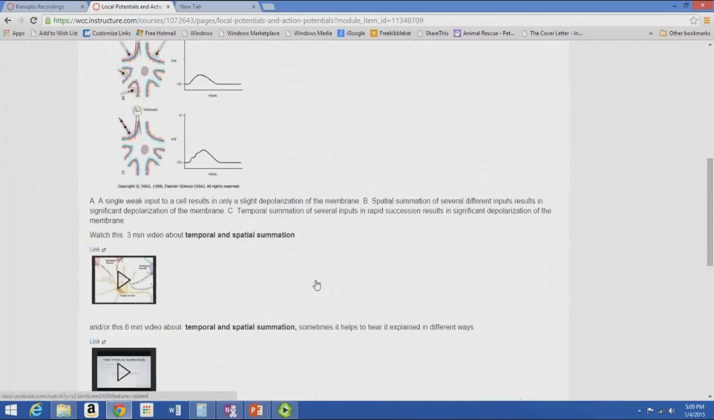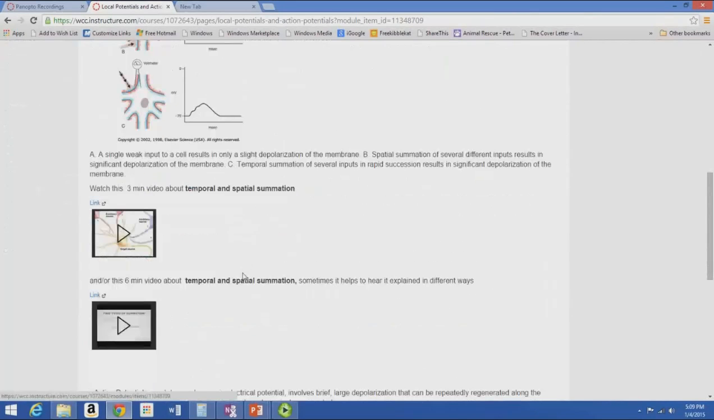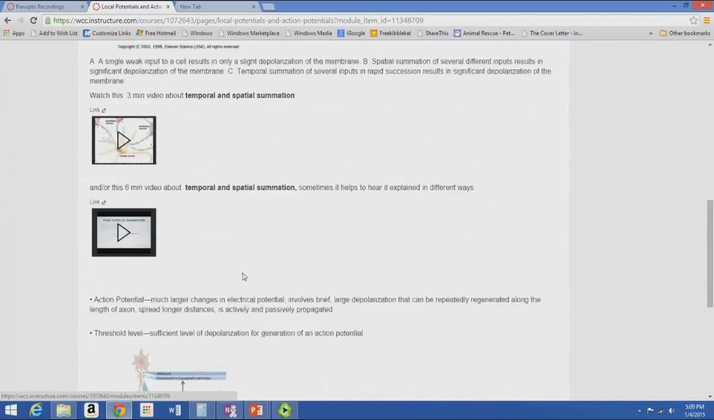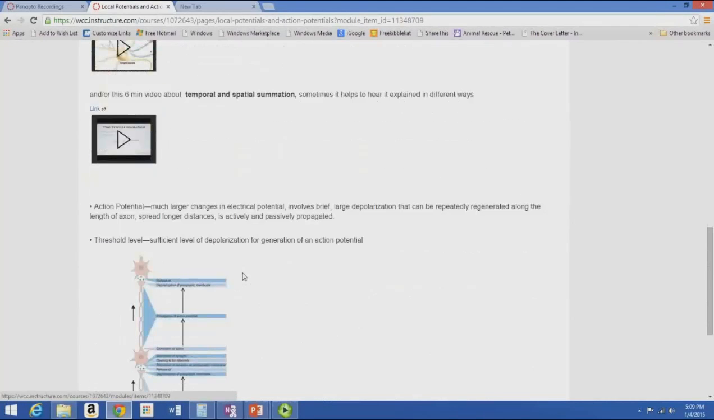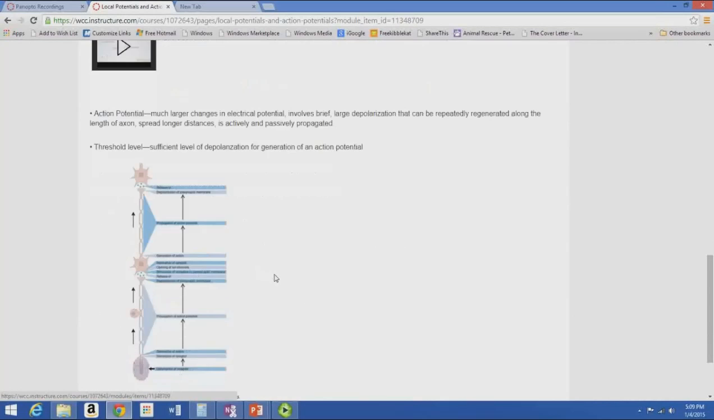So there are some videos about temporal and spatial summation, but we're going to go on and talk about action potentials a little bit and threshold level. As opposed to local potentials, action potentials are much larger changes in electrical potential. They involve a brief, large depolarization that can be repeatedly generated along the length of the axon.